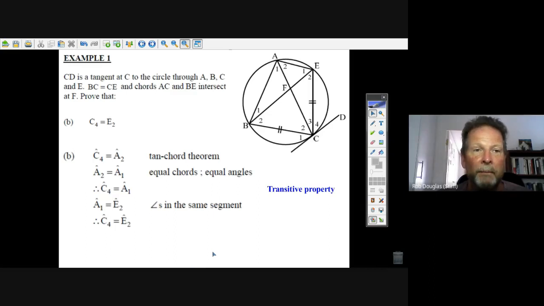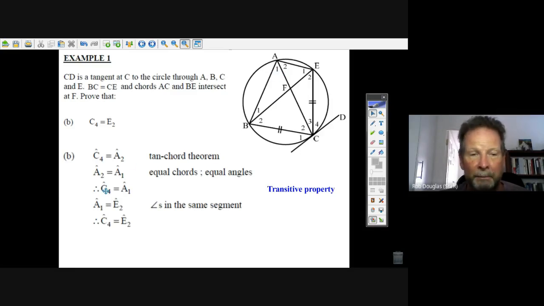Okay, so let's look at the next question. They want you to prove that C4 is equal to E2. Well, we can start off by saying C4, the angle between the tangent and the chord, equals the angle at the top of this triangle, AEC. So C4 equals A2, Tan Chord Theorem. A2 equals A1, same thing, equal chords, equal angles.